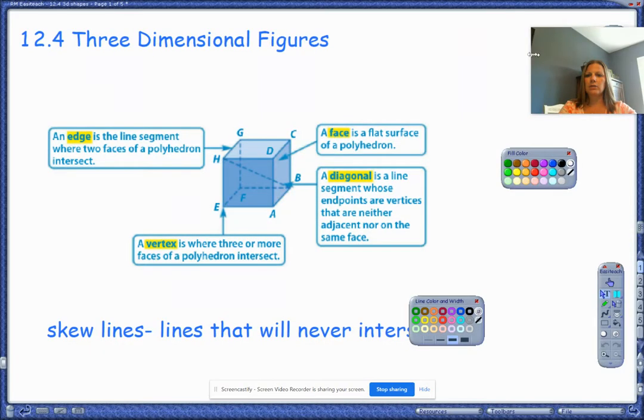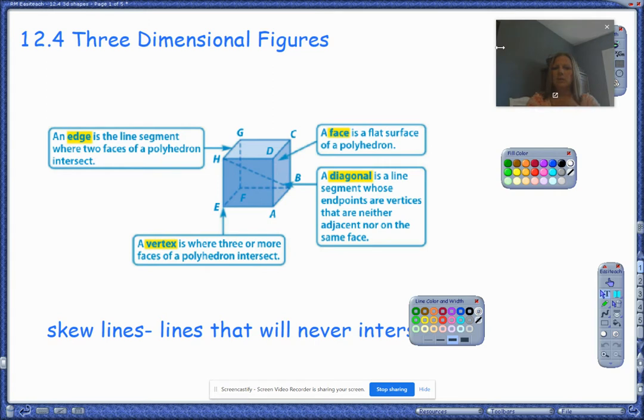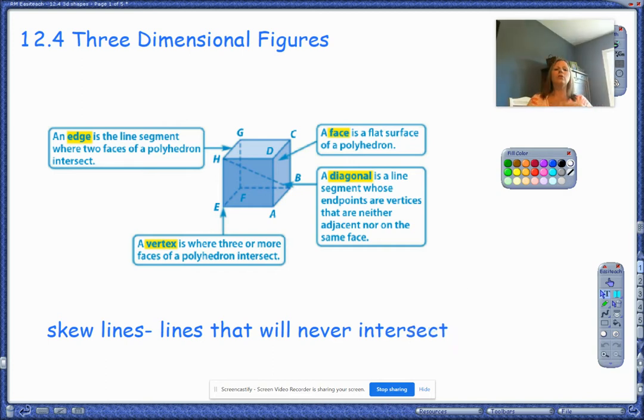Okay, so that's a really good introduction. And they talked about all of these things that we have here, the different parts of a three-dimensional figure: the edges, the faces, the vertex. And then skew lines are lines that never meet. So if we are on GH and we are on DA, those lines never will touch each other. GH is over here going in this direction, and then DA is over here going in this direction. They won't ever touch each other.